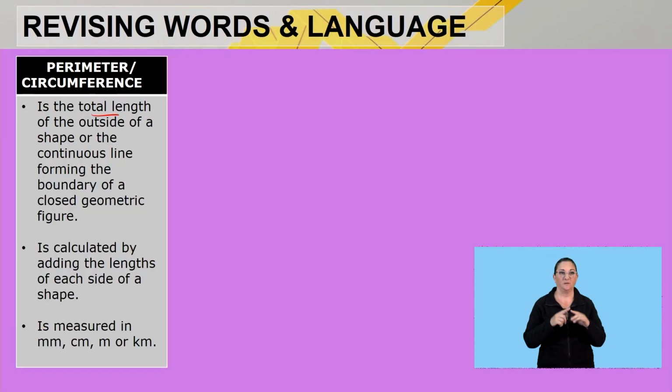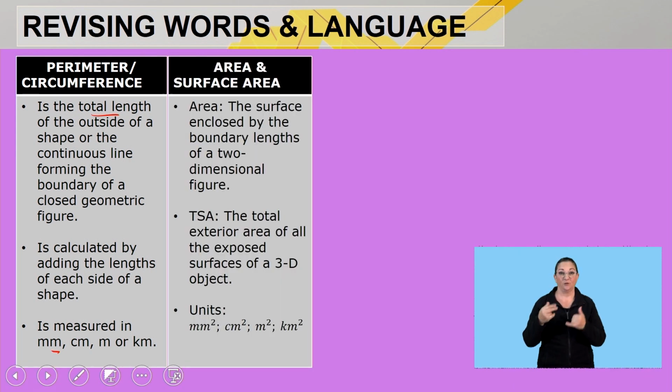Then we said it's calculated by adding the lengths of each side of a shape. Okay, we also indicated that the circumference is the perimeter of a circular object. Then we know the units remain millimeters, centimeters, meters, or kilometers.